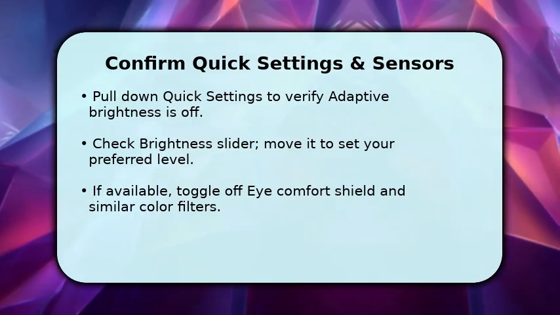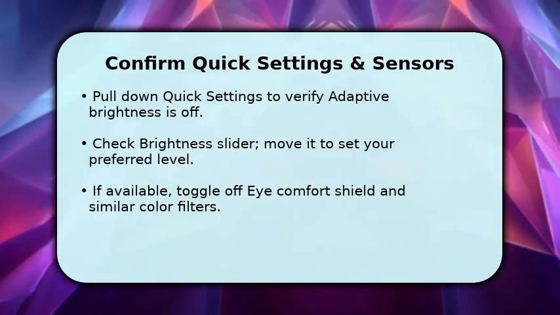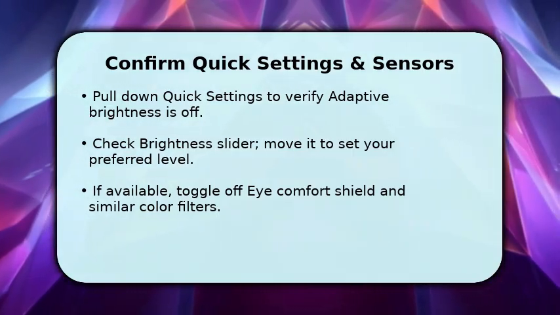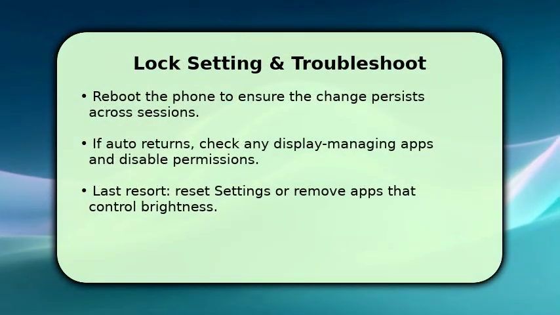Also, make sure ambient light sensor access isn't being re-enabled by a third-party app. You'll address that next if needed. To finalize, reboot the phone so the system commits the manual brightness preference.